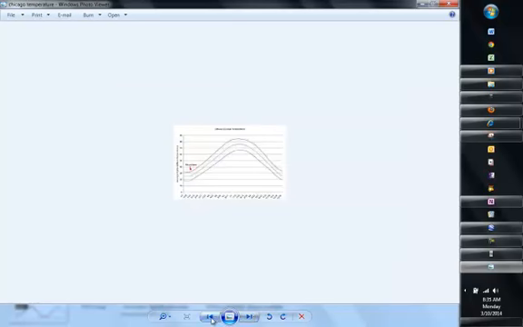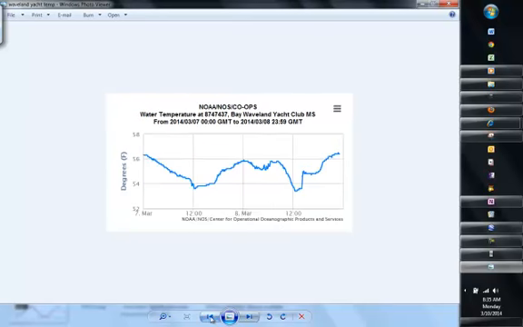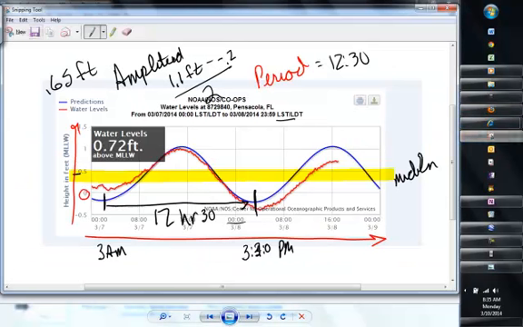That's the Chicago temperature again. Here's another, this is in Mississippi, its wavelength and its period. You can see that the high tide is a little bit later there because it's a little bit farther west. Here's a good one. Here's the water temperature in the Bayland Yacht Club. So let's do that one.